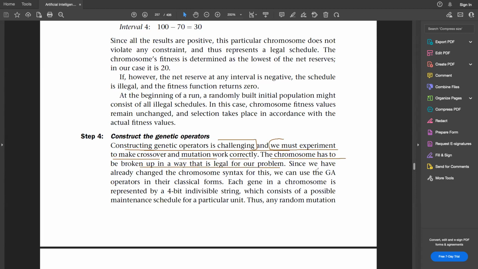So in this case, the chromosome has to be broken up in a way that is legal for our problem. Now, you realize that we have represented our chromosome a bit differently. The genes have more bits. So when we talk about crossover, it's not like you're going to flip a single bit. This time you're going to exchange, for example, the whole gene. Each gene in a chromosome is represented by a 4-bit indivisible string. It cannot be divided, so that puts a limit on the kind of crossover and mutation operations we can perform.